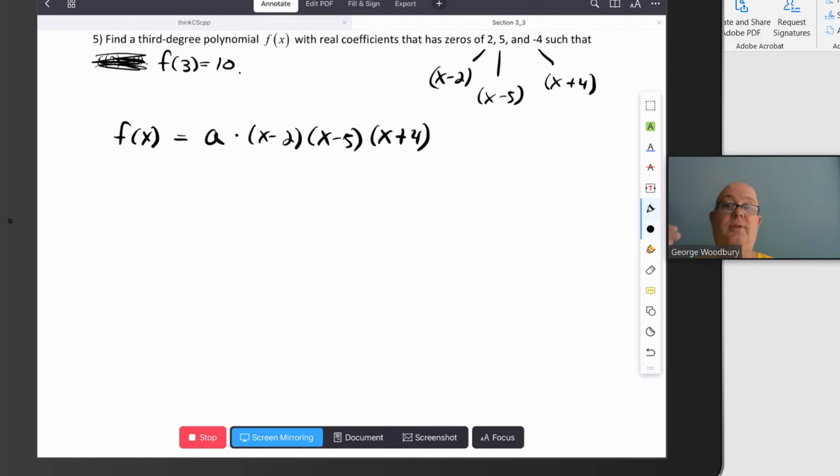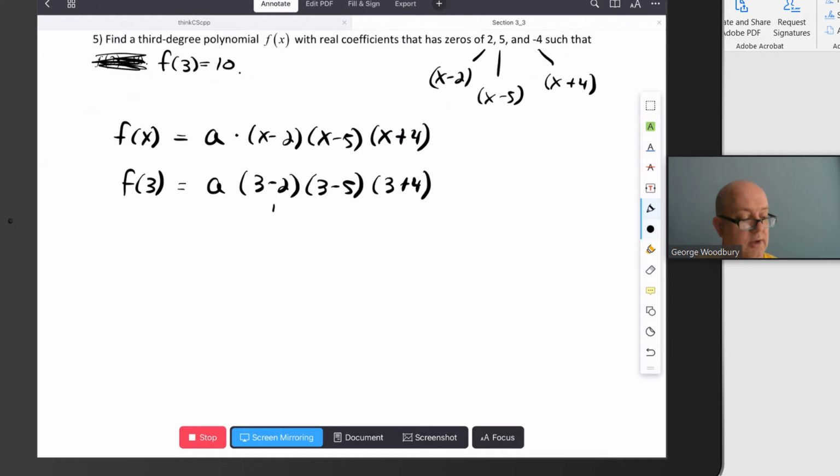Now we use the extra information to find a. We know that f of 3 equals 10. So if we plug in 3 for x, that function needs to be equal to 10. That will help us determine the value of a. So that's going to be a times 3 minus 2 times 3 minus 5 times 3 plus 4. Let's simplify this a little bit. 3 minus 2 is 1, 3 minus 5 is -2, and 3 plus 4 is 7. If we multiply those together, 1 times -2 times 7, that equals -14. So this function equals -14a.